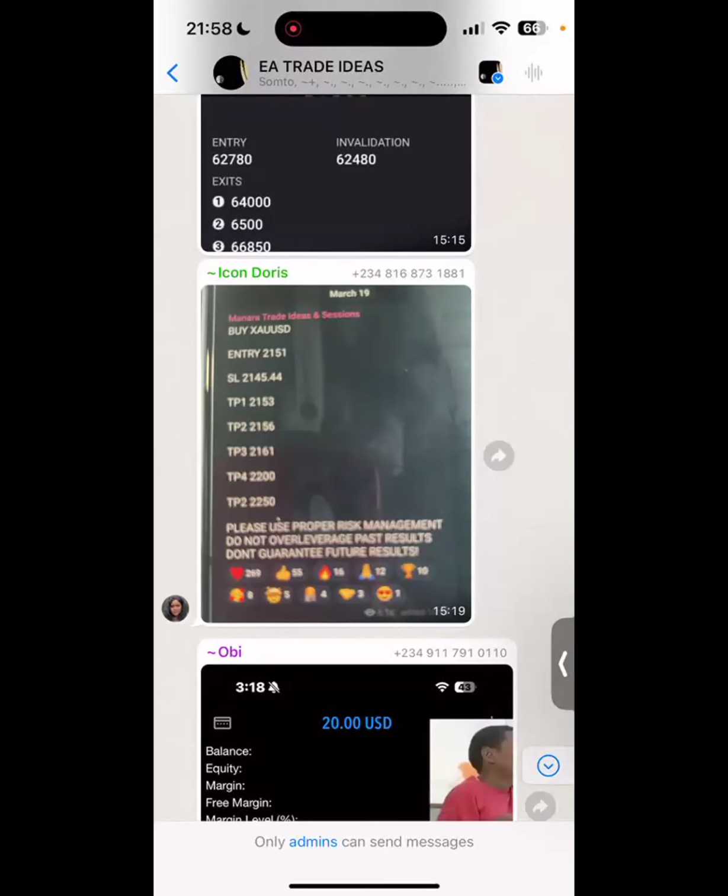So when you get an idea like this, buy gold, entry 21.51, and all of these parameters that come with the idea, right? It's instant execution. Anything that does not have sell limit, buy stop, anything that does not contain those words clearly written out, it is instant execution. And if you use an iPhone like me, you see it as market execution. So you just go and put your lot size and you buy immediately. So let's go and take this trade idea. We want to buy gold. Let's go.